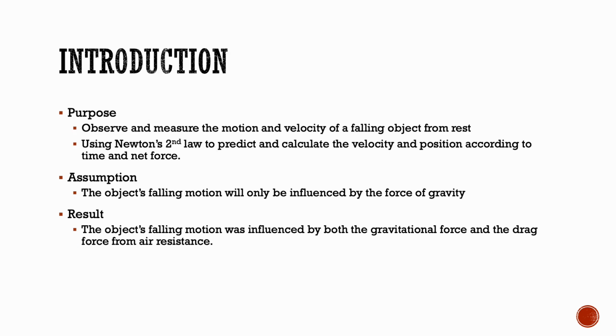The purpose of the experiment is to observe and measure the motion and velocity of a falling object from rest, and it also uses Newton's second law to predict and calculate the velocity and position according to time and net force. The assumption of the experiment is that the object's falling motion will only be influenced by the force of gravity. However, the result of the experiment is that the object's falling motion will be influenced by both the gravitational force and the drag force from the air resistance.